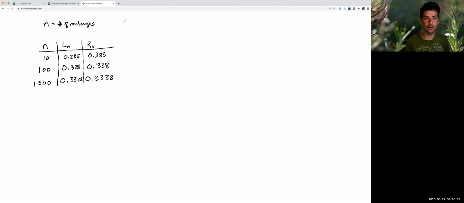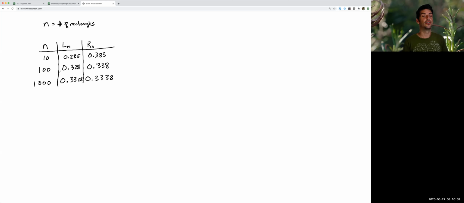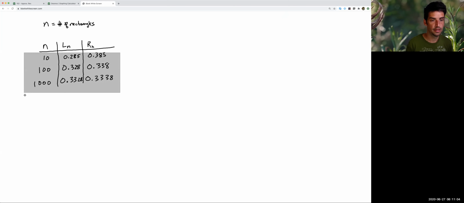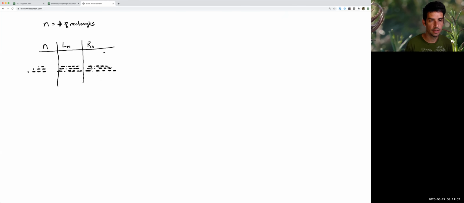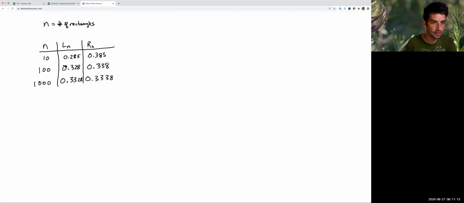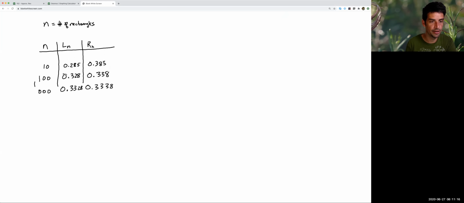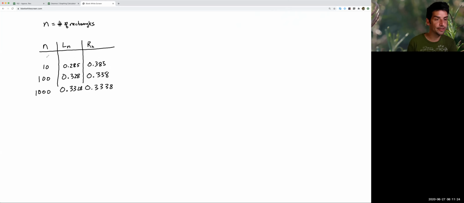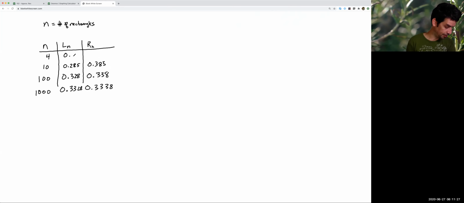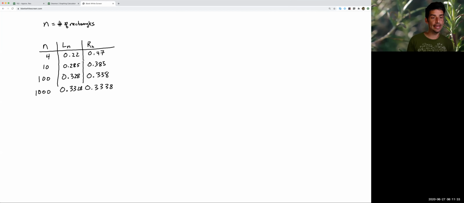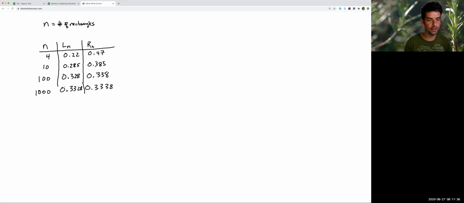I should have put in one more category here. Let's do this actually. I think I can make this happen. Whoops, that's not what I wanted to do. I think this is going to work. All right, I missed one line. I can repair that. So let's just put in that the last approximation we had for 4 rectangles. We had 0.22 and 0.47. So look, as we jumped up to 10, how much narrower this interval was, right?